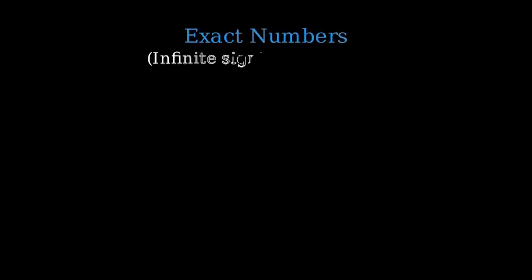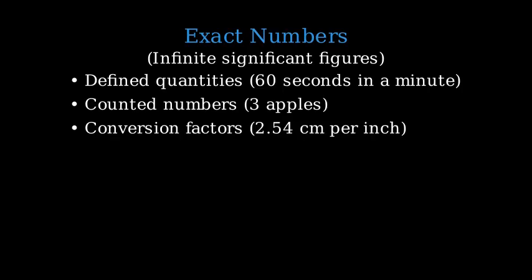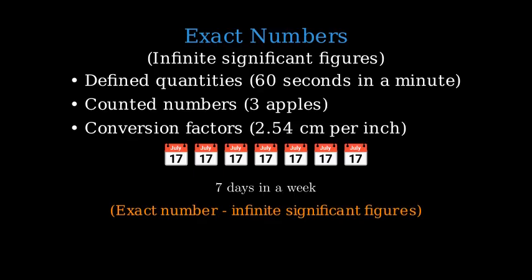It's important to note that some numbers are considered exact and have an infinite number of significant figures. These include defined quantities like 60 seconds in a minute, counted numbers like 3 apples, and conversion factors like 2.54 centimeters per inch. For example, if we say there are 7 days in a week, the number 7 is exact and has an infinite number of significant figures.